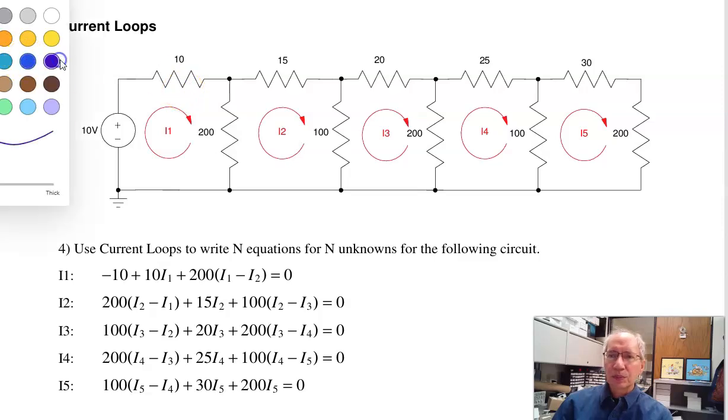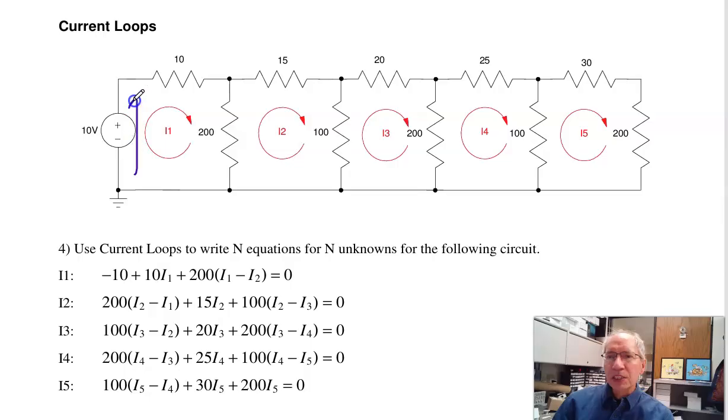So start from here. As I go up, this is minus 10 volts. As I go right, the voltage through that resistor is I times R. That's 10 times the current going right, 10I1. Go down here, that's 200 times the current going down. The current going down is I1 minus I2, this term. And I'm back where I started.